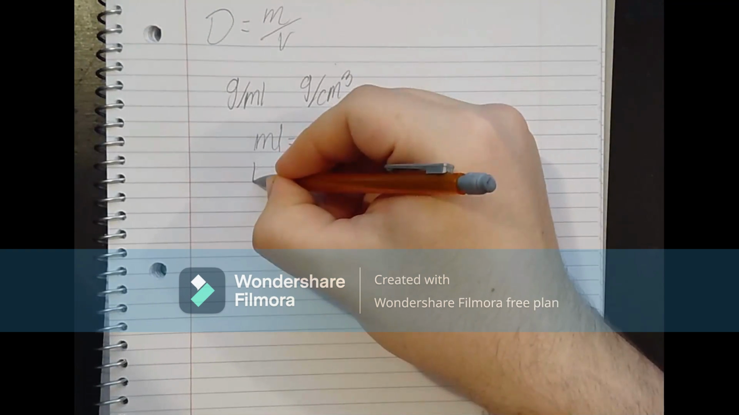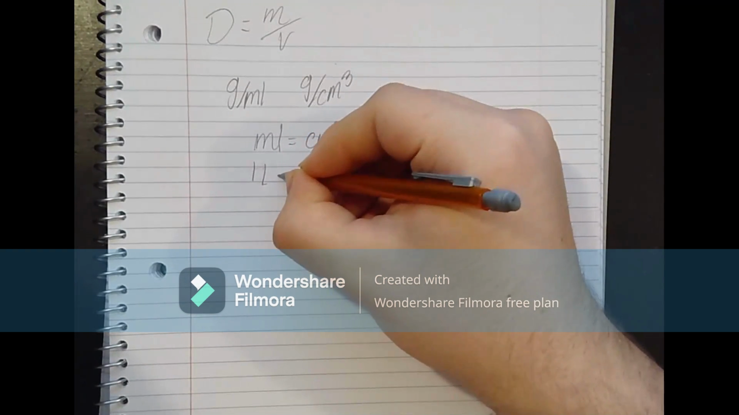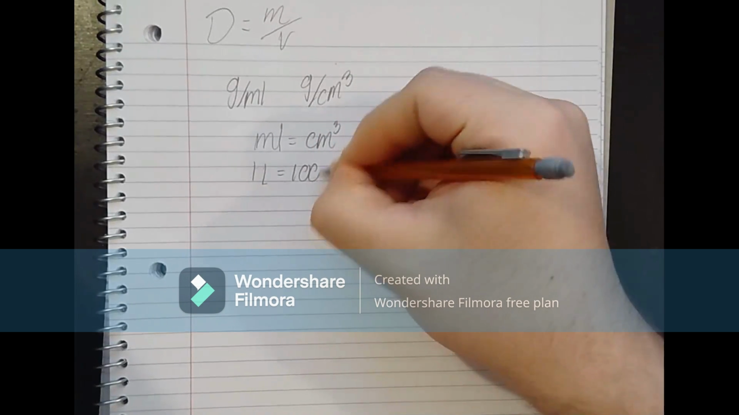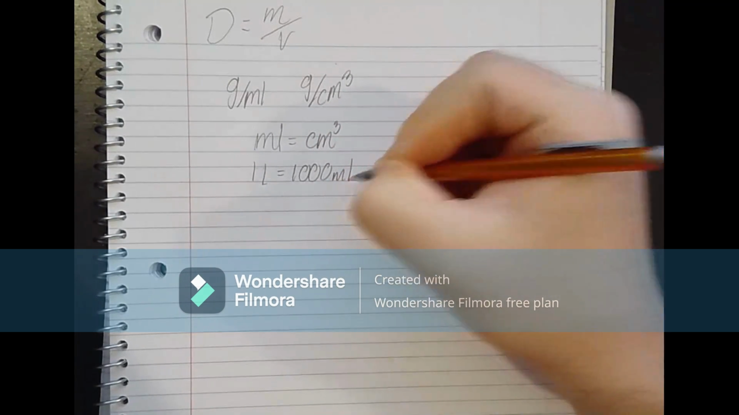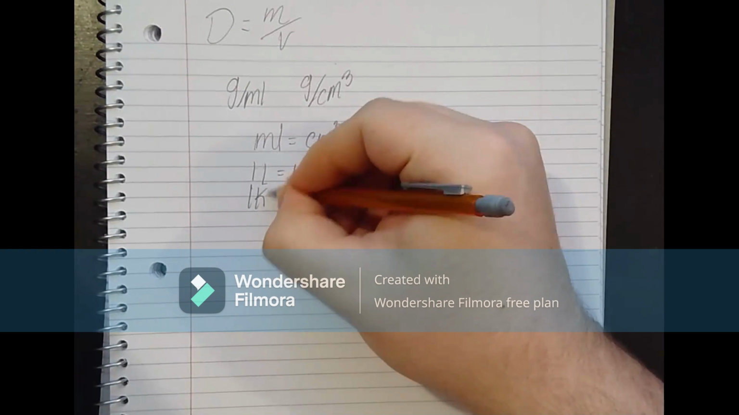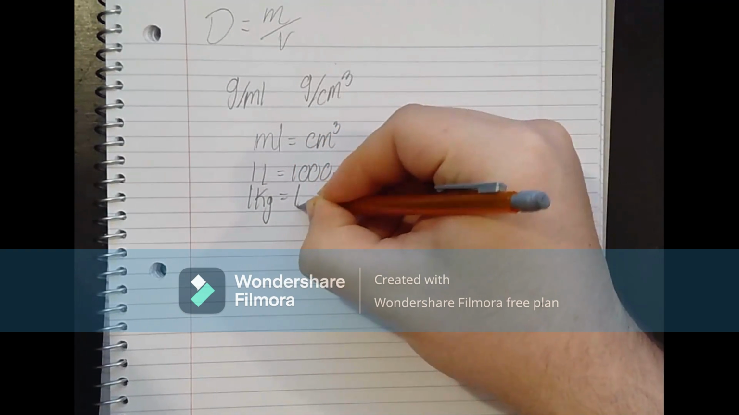Another quick reference for later on is that 1 liter is equal to 1,000 milliliters, and vice versa. 1 kilogram is equal to 1,000 grams.